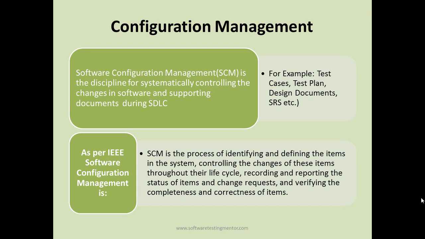For example, if you're making any changes to a document, it records those changes in the form of an audit trail. If you're making any code changes, the configuration management tool records any changes made in the code, and then it verifies the completeness and correctness of the item. That is achieved through the verification or review process that is available in the configuration management tool itself.